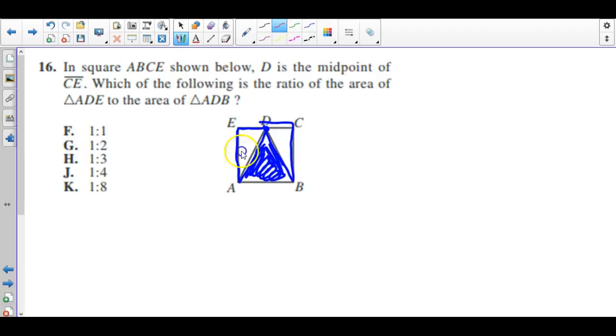So I'm looking at the size of this one versus the blue one. And basically, if I were to cut this thing right down the middle, you'd see that this red part here equals a half of the total blue one. So that means that my ratio of the smaller one, which I'm going to call 1, since it's half the size, I would have a 1:2 ratio to the triangle ADB. So my answer would be G.